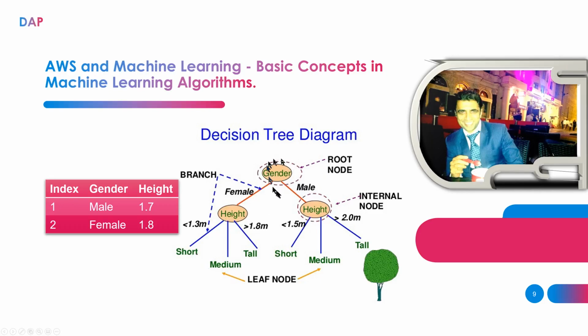The first top node is called the root node. These are called branches. This is called the root node, these are called internal nodes, and you might have more internal nodes, and these are called leaf nodes. So this is a simple decision tree diagram just to show you, and we will be doing more in future videos, so just stay tuned.